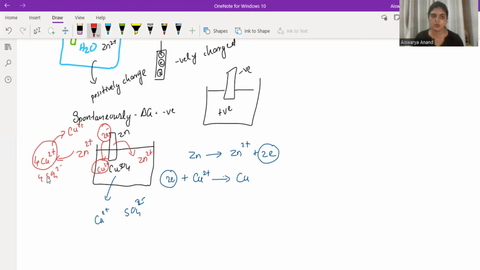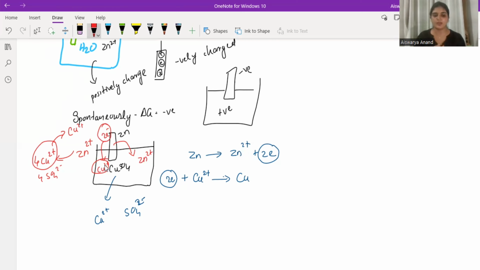Overall, does the solution's neutrality change? No, because there is 4 into 2+, that is 8 plus charge over here and 8 minus charge over here, nothing changed. Similarly, is an extra electron buildup happening on the rod? No, because the 2 electrons over there are combining with the copper, right? So that is also not happening. Now this is a spontaneous reaction. Why is it spontaneous? Because zinc has a tendency to give electrons and become Zn2+. This tendency is called the electrode potential, which we'll discuss in detail in the next section. All right, so hope the basic introduction of electrochemistry is clear for you.